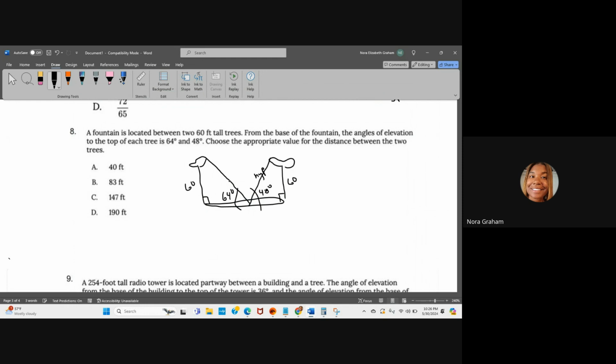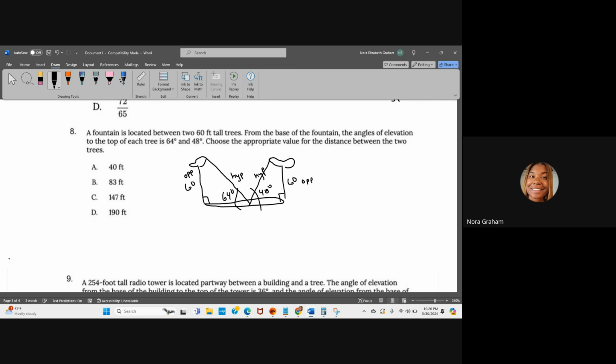Again, across from this 90-degree angle, that's my hypotenuse. Now we're going to identify our opposite side. Our opposite side is opposite of the angle they gave us. They gave us that this angle is 64 degrees, so this is going to be my opp. Again, they gave us 48 degrees, so across from that 48 degrees, that's going to be my opp.